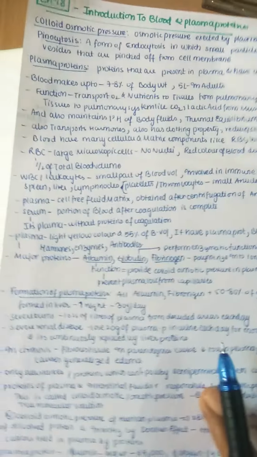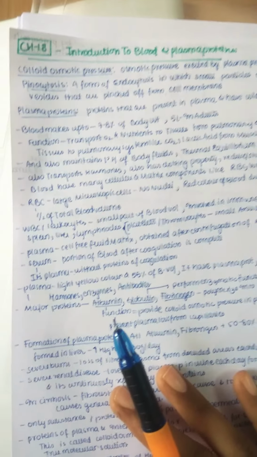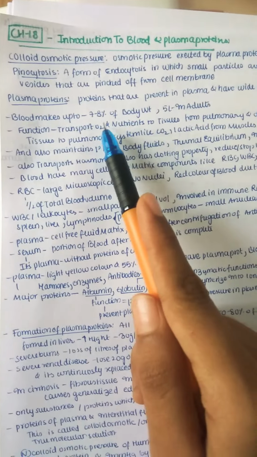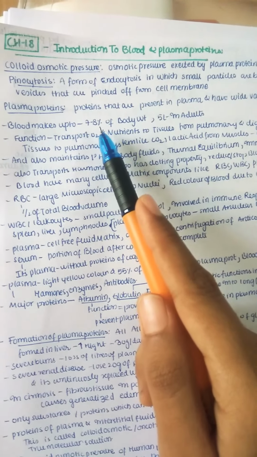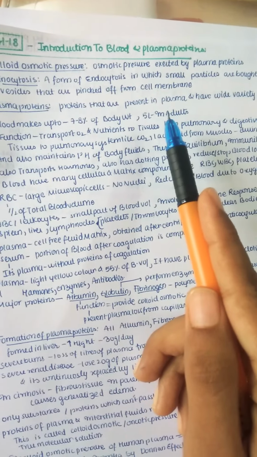So now let's go into our topic. First we need to introduce our blood. So what is blood actually? Blood makes up 7 to 8% of body weight. So of our whole body weight, blood takes 7 to 8%, and it is 5 liters totally.